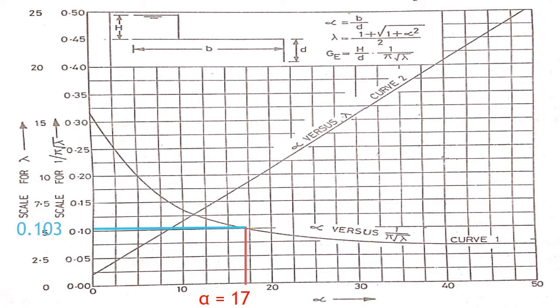Here the usage of Khosla's curve for exit gradient is shown. As we can see here, there are curves between alpha versus lambda and alpha versus 1 by pi root lambda. We are using this curve and this equation, exit gradient GE is equal to h by d into 1 by pi root lambda. We have found the value of 1 by pi root lambda, and that value is 0.103, and using this value we can find the value of alpha from this curve, that is 17. That is, 17 is the value of alpha corresponding to 1 by pi root lambda equal to 0.103.